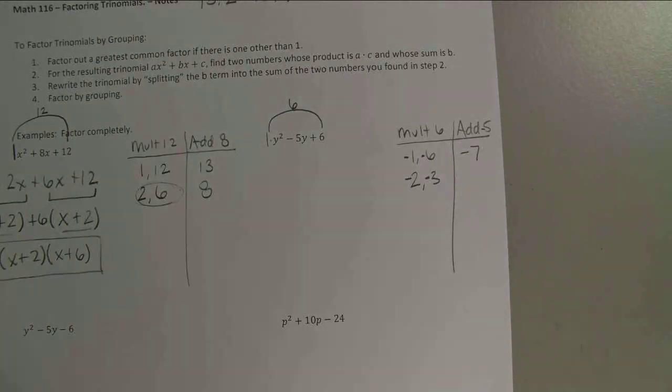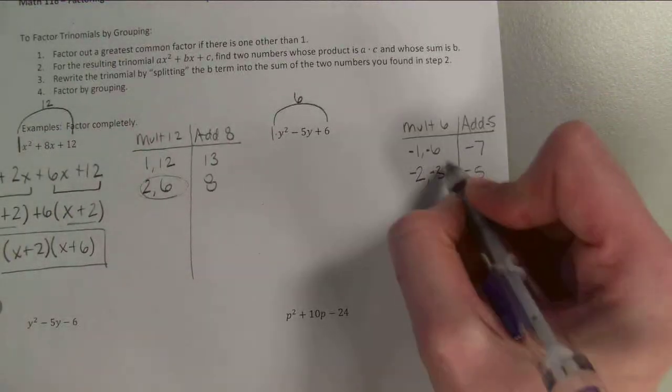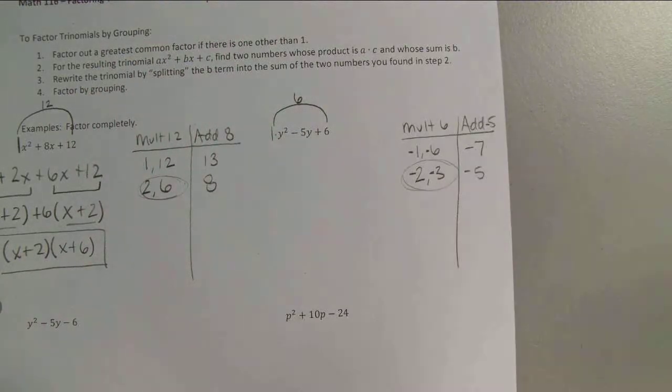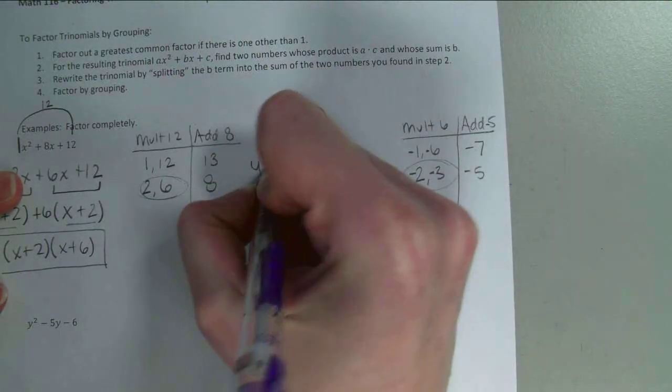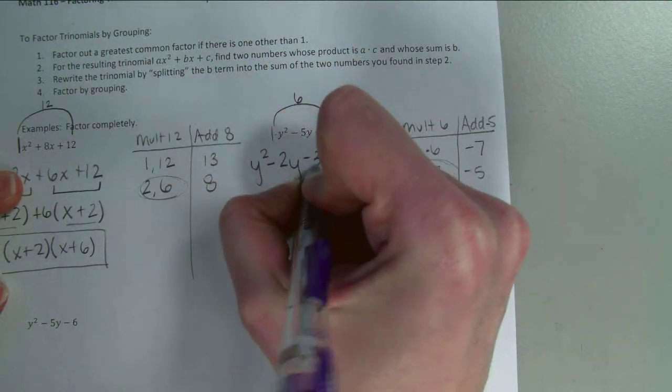Negative 5. That's what I want. Ding, ding, ding. We got our winning guys right here. So what does that mean? It means y squared stays y squared. 6 stays 6. But instead of writing it as negative 5y, I'm going to write it as minus 2y minus 3y. And realize the y goes with them, because we do want them to be like terms, right? It's rewriting them. Instead of combining them, it's rewriting them. So we'll write this as y squared minus 2y minus 3y plus 6.